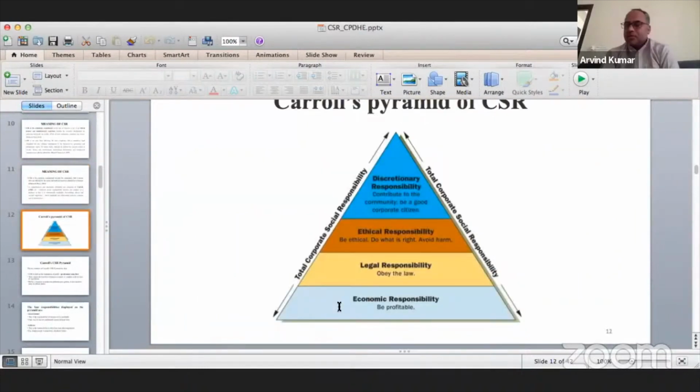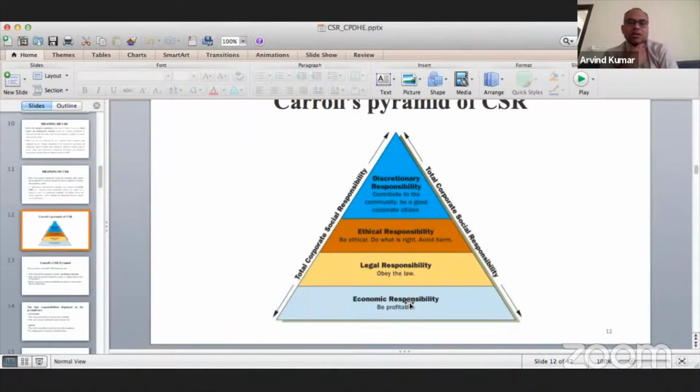So very quickly, let me talk about Carroll's pyramid. There are four important components of Carroll's pyramid of CSR. The first one is economic responsibility, be profitable. Some philosophers think that profiting is unethical. I don't agree with that, because unless you make a profit, you cannot serve the society, or you may not have an extended CSR program.